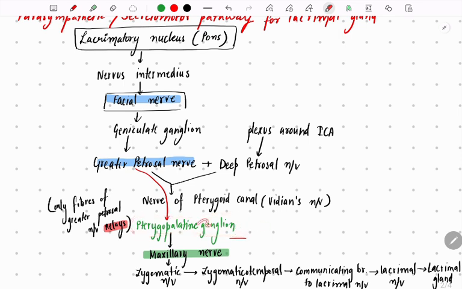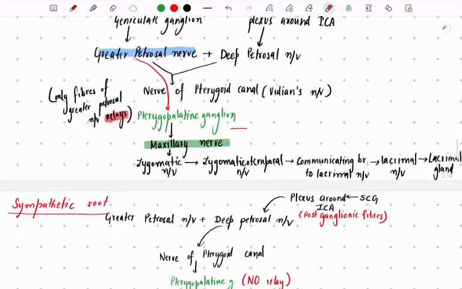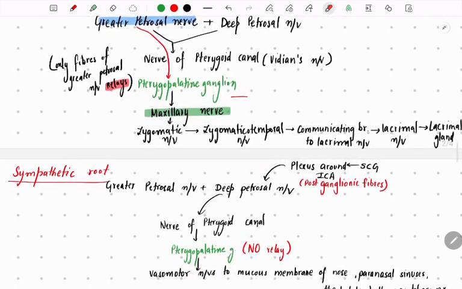Now you see, only the fibers of the greater petrosal nerve, the functional nerve, will relay there. Okay, the deep petrosal fibers are sympathetic, right? They are doing the sympathetic supply, so they will not relay. They already relayed in the superior cervical ganglion, as we discussed already. So after the ganglion, as I said, the postganglionic fibers will go along the topographical nerve, which was the maxillary nerve. Okay, then after it will travel through the maxillary nerve only.